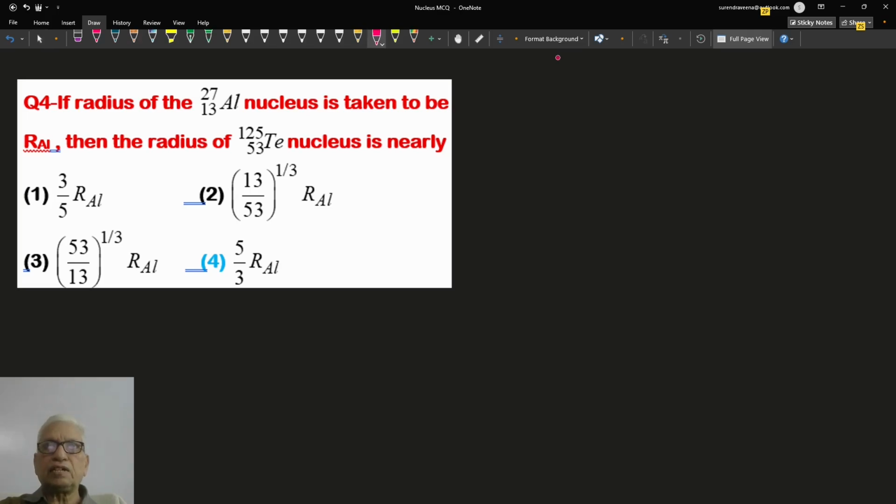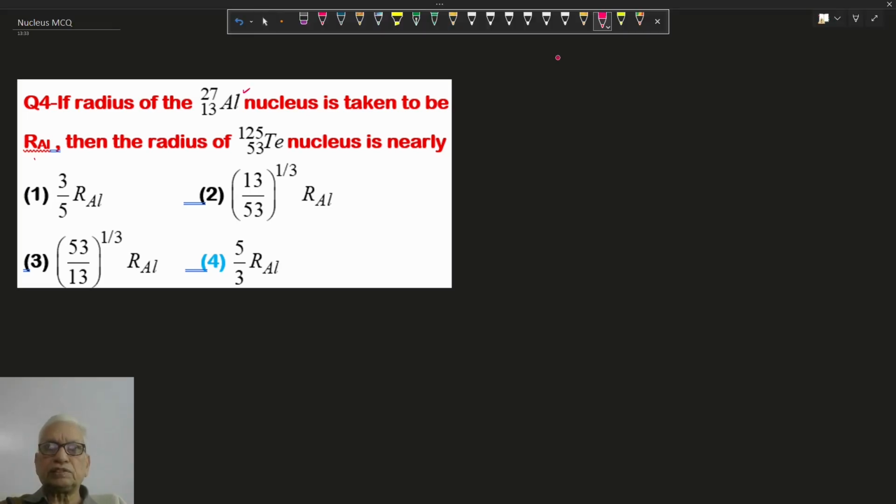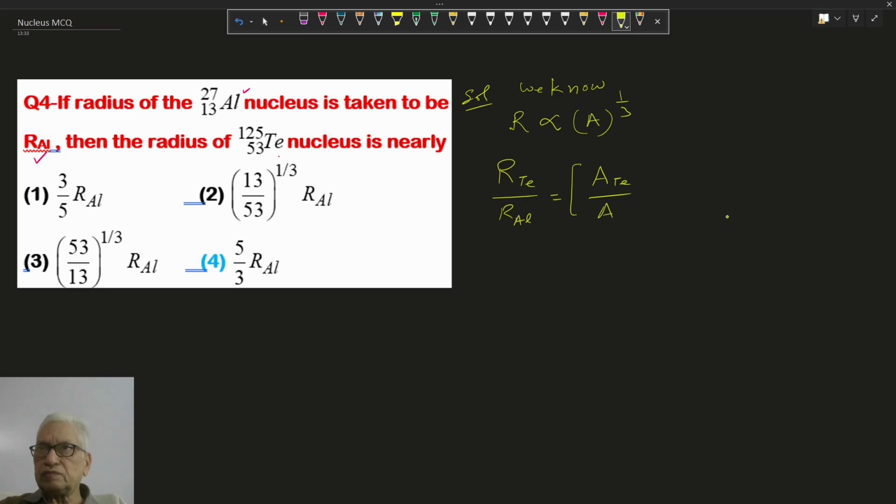Hello, in this question, the radius of aluminum is, suppose, R aluminum, and we have to find the radius of tellurium. So here we know the radius is directly proportional to the cube root of the mass number. So the radius of tellurium upon the radius of aluminum equals the mass number of tellurium upon the mass number of aluminum, under the cube root. It's given 125 in the question, and this is 27. In the cube root it will be 5 by 3. Therefore the radius of tellurium will be 5 by 3 of that of aluminum. So option 4 is correct.